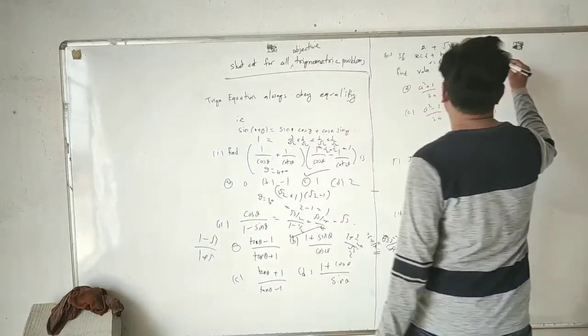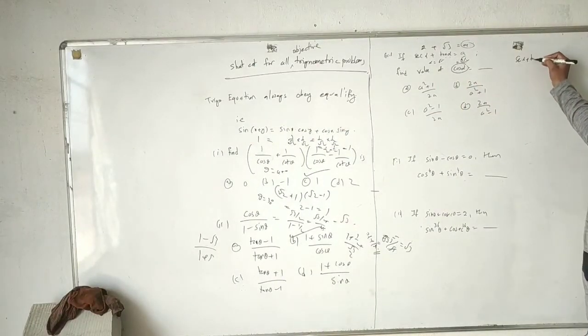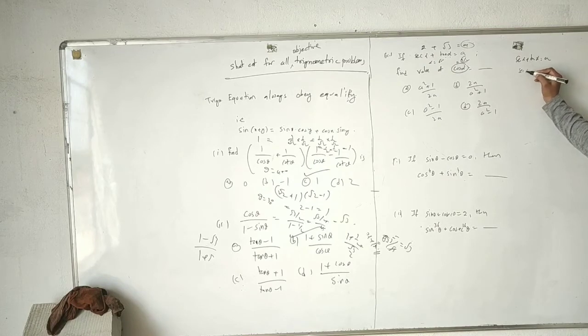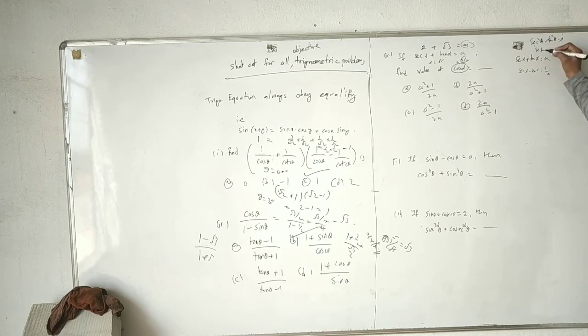Okay? See here, they have given secant alpha plus tan alpha is equal to a. Similarly, secant alpha minus tan alpha is equal to 1 by a. You have this identity, secant square alpha minus tan square alpha is equal to 1. So this can be written as secant alpha minus tan alpha into secant alpha plus tan alpha is equal to 1. So if this is a, this will be 1 by a.